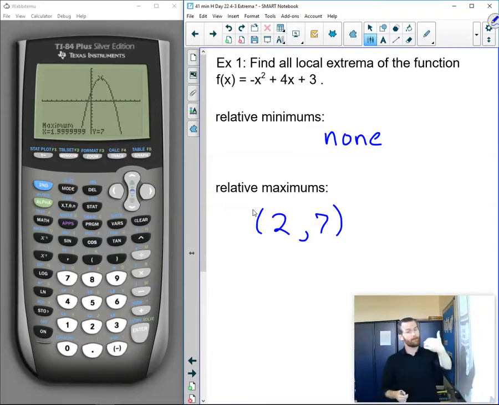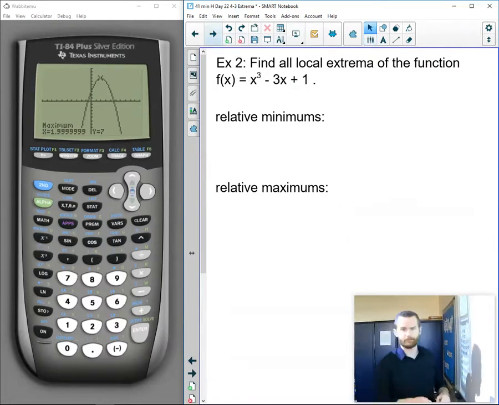So 1.9 repeating, that actually equals 2. All right, so there's our relative maximum, or excuse me, our maximum value, because that's the maximum of the entire function. Let's jump to example 2.